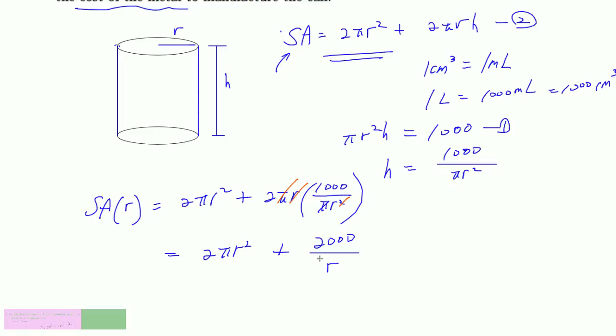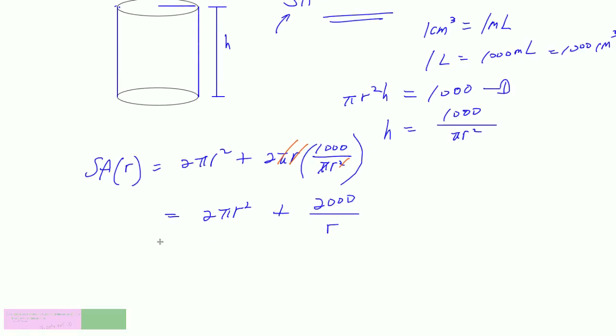But this is not a polynomial graph, it's a rational graph. If I actually graph it, this would be a rational graph. Alright, so let's differentiate this in terms of r. And we get 4 pi r minus 2,000 over r squared. Okay, set that equal to 0.